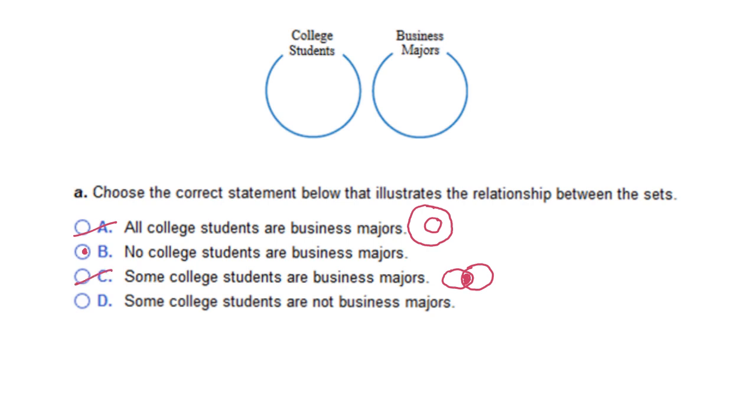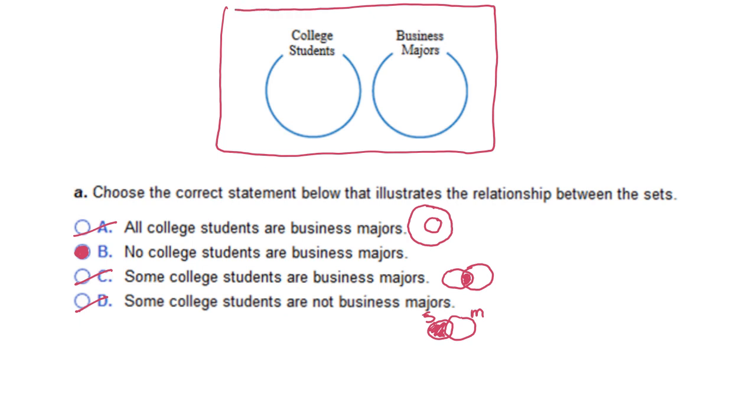Same thing with this. This says some college students are not business majors, so you would have two circles that are intersecting. And let's say the first one is my college students. I'll put S for students, and this is M for my business majors. Some college students are not business majors. That would be this region right here. So you can see again, it is not two separate circles. So B is definitely the correct answer. So if it helps you, draw out a Venn diagram that describes each of the statements, and you'll see which one supports the original Venn diagram that was provided.